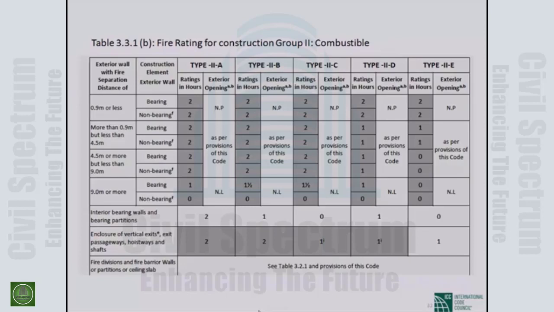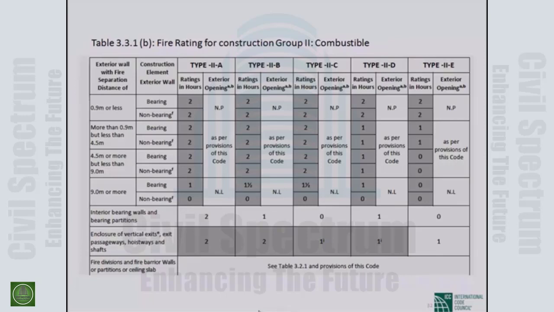Wood can have a rating of up to 2 hours, depending on the thickness of the wood. So you can see that using combustible material, we can make type 2A or type 2B construction. These are all buildings with different types of rating. Though it is combustible, it has some rating from 2 hours to 1 hour, so combustible material can be used up to this type of fire rating.